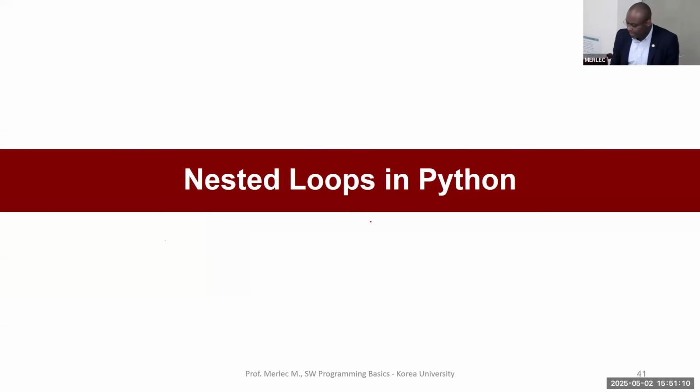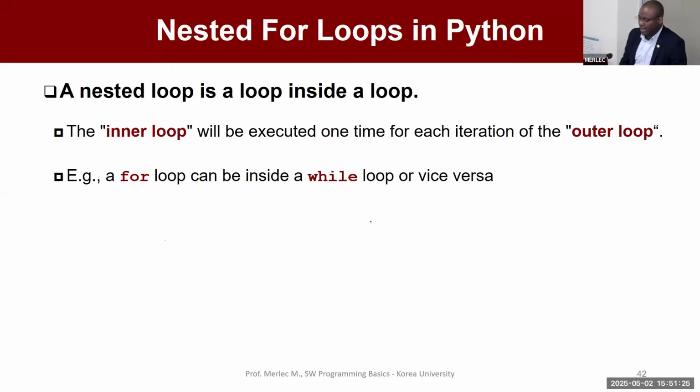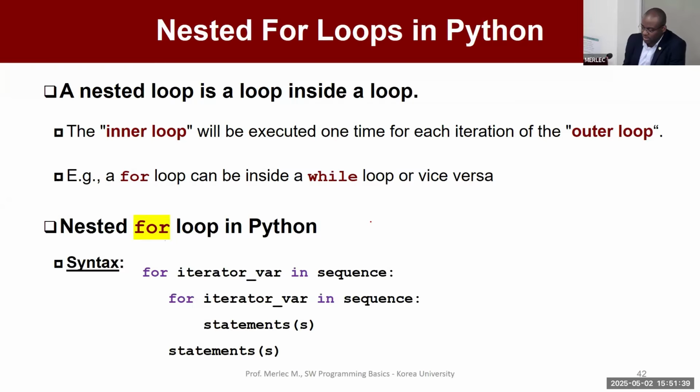Now let's see the nested loop. The nested loop is just a combination of those two loops I mentioned, while and for. So inside a loop, you can have another loop. So this is what we call a nested loop. So for example, inside a for loop, you can have another for loop or a while loop and vice versa. So when they are combined like that, we call them nested loops.